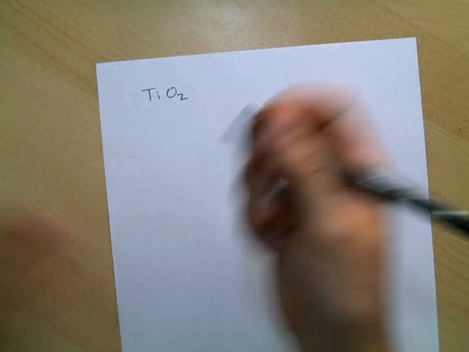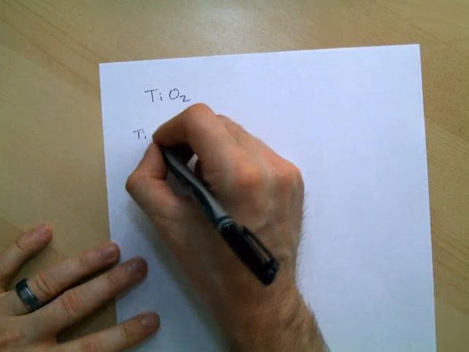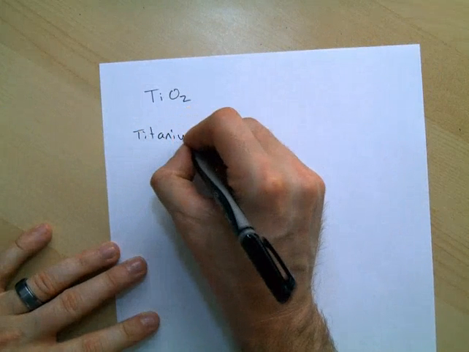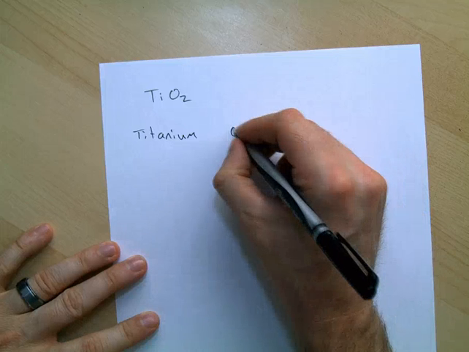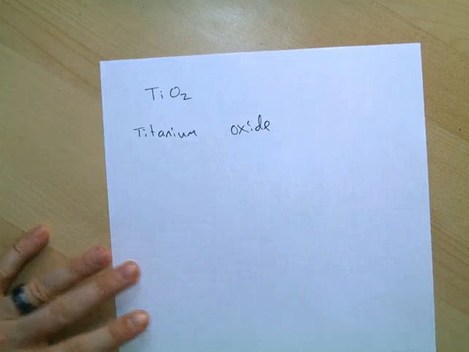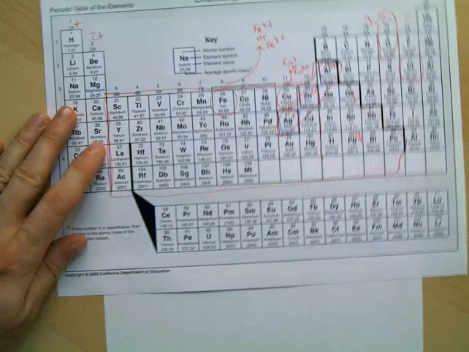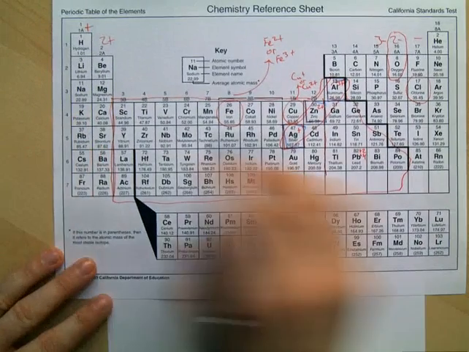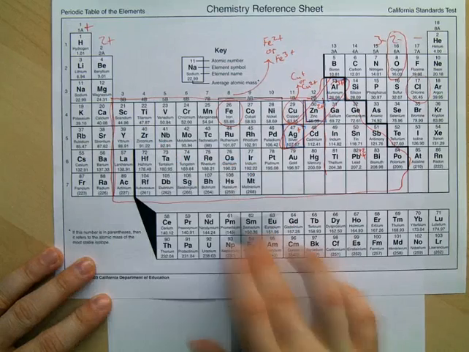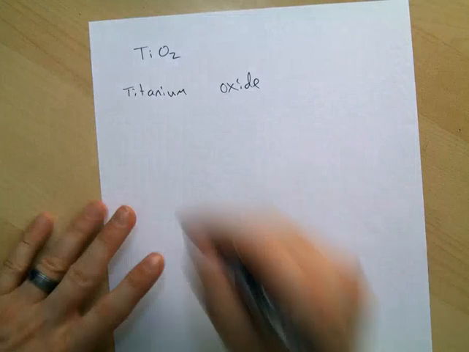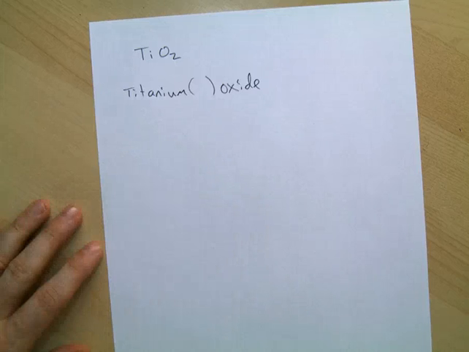Alright, follow type 1 naming. Let's write it out. Titanium, oxygen becomes oxide. Question number 1: does it need a Roman numeral? Let's look. Does it have a variable oxidation state, a variable charge? Here's titanium. It's definitely in the region where I need a Roman numeral, so I do need one. So I'm going to put parentheses because I need my Roman numeral.